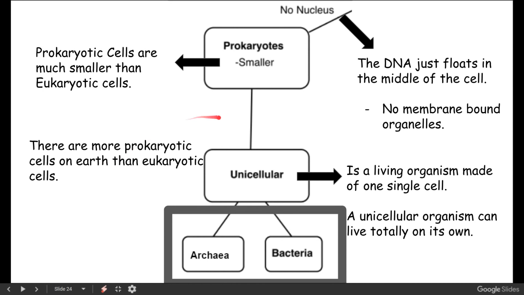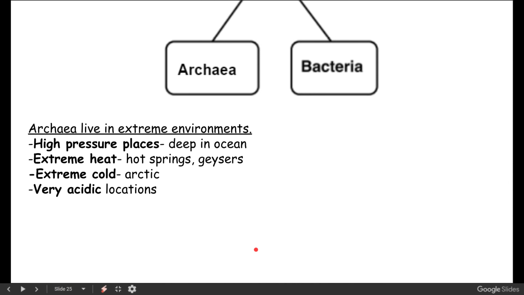All right, as we move down the flowchart, you see that archaea and bacteria, these are the 2 types of prokaryotic cells. And then we're going to get into more details on what these 2 things are. So archaea, again, on your notes, you should have a box down at the very bottom of your notes that will list what archaea is and what bacteria is.